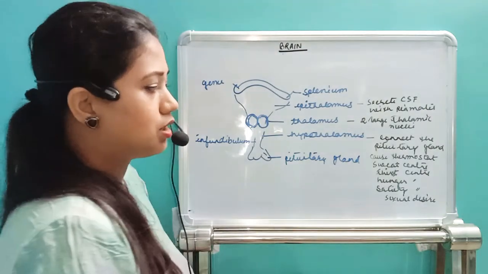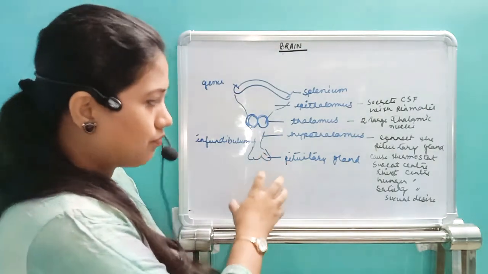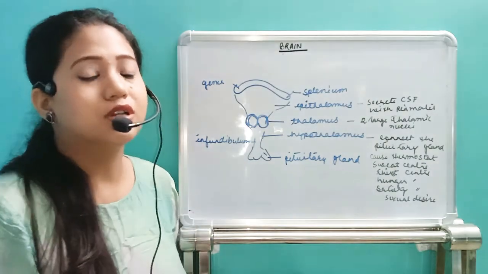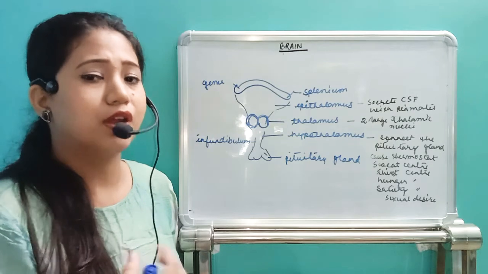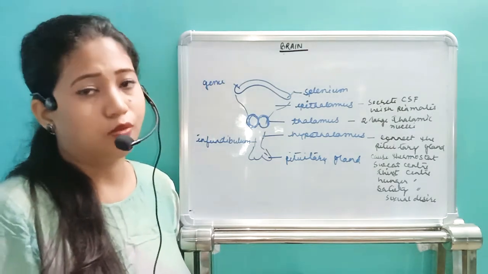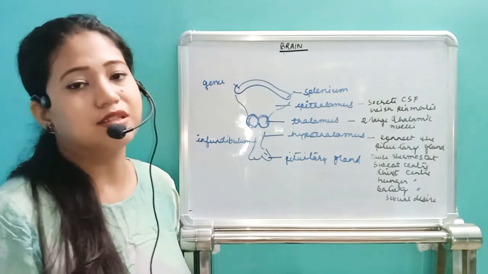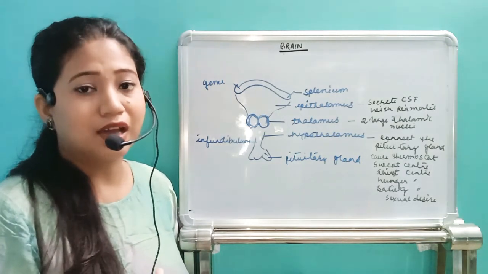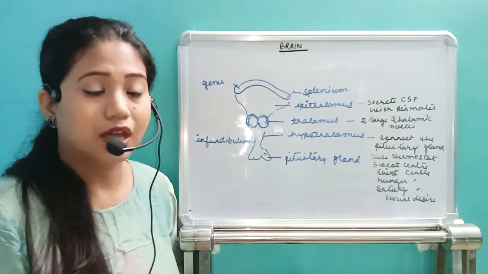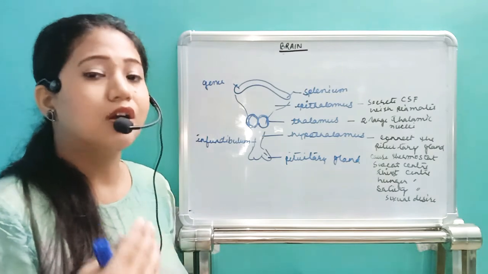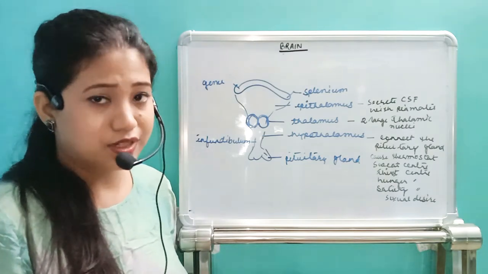Now this hypothalamus has other functions also: it regulates our temperature. How does it regulate our temperature? It acts as the thermostat of our body, or it can also be called a thermoregulator. How does it control? Suppose we have a higher temperature, then it will cause sweating. So it has control over sweating also.